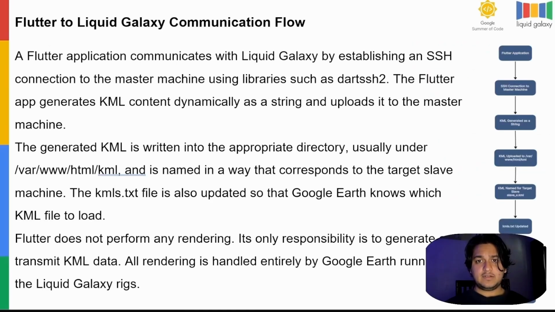Now let's briefly look at how Flutter fits into this flow. A Flutter application connects to Liquid Galaxy using SSH, commonly using libraries such as dartssh2. Flutter dynamically generates KML content as a string based on application logic or user input. This KML is then written to its appropriate directory, usually at /var/www/html/kml, and named according to its target slave. The kml.txt file is also updated so Google Earth knows which file to load.